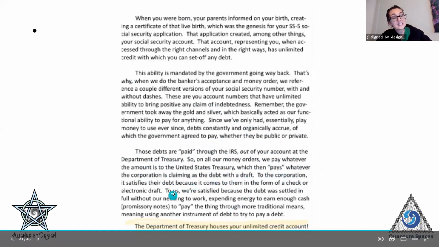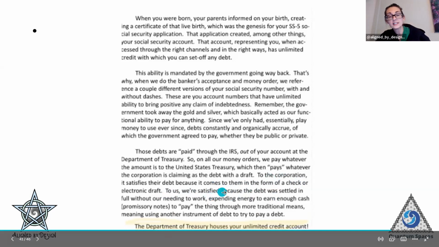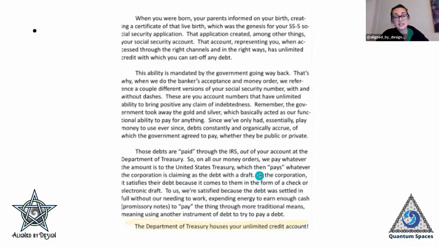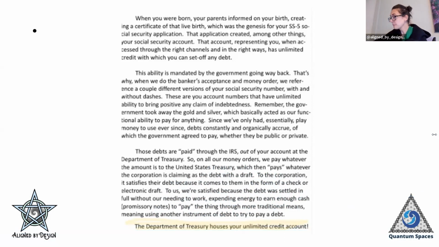So the corporation, it satisfies their debt because it comes to them in the form of a check or electronic draft. To us, we're satisfied because the debt was settled in full without our needing to work, expending energy to earn enough cash or promissory notes to pay the thing through more traditional means, meaning using another instrument of debt to try to pay a debt. The Department of Treasury houses your unlimited credit account. Okay, so that's another thing.